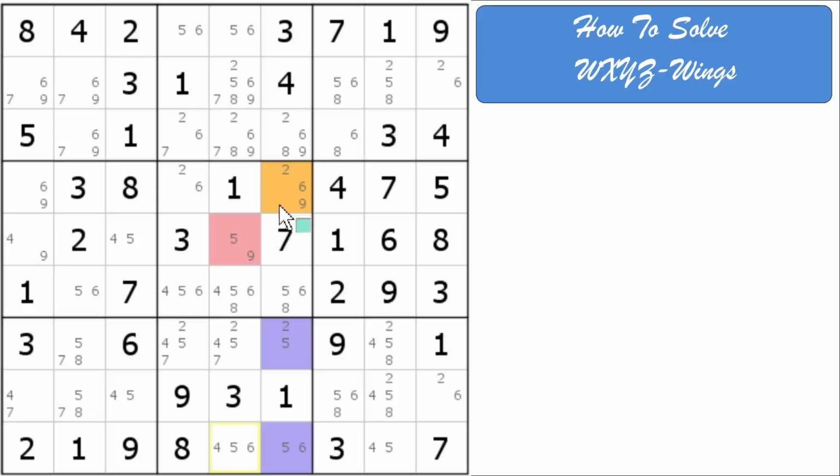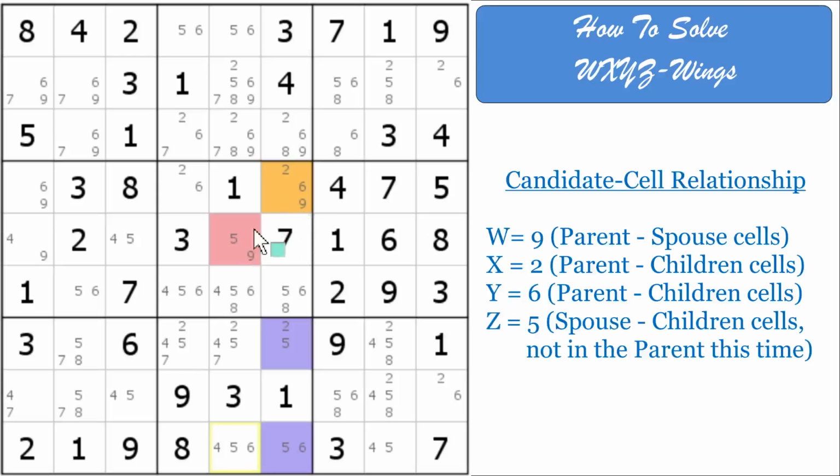And again, what you want to look for is that relationship between the parent and the spouse. So the parent and spouse will share a 9. These 2 don't have it. That works. The 6s all see each other, and the 2s see each other, and then the 5s are the only one unrestricted cell. So that works really well. We'll validate this, but this should be a good WXYZ-Wing.